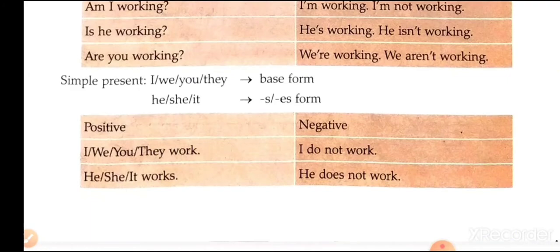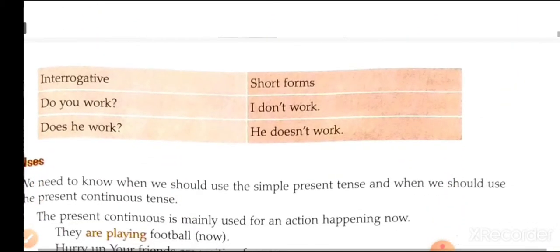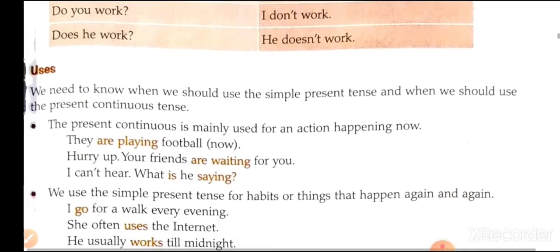Simple present. I/we/you/they: base form. He/she/it: s/es form. Positive, negative. I, we, you, they walk. I do not walk. He, she, it walks. He does not walk. Interrogative, short forms. Do you walk? I don't walk. Does he walk? He doesn't walk.